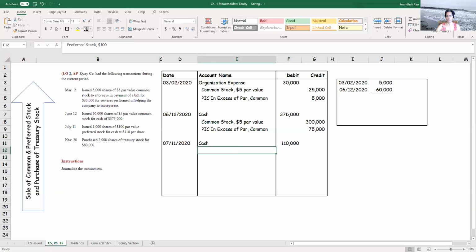How much will I credit the preferred stock? Only at the $100 par value. So as you would notice over here, the par value of the common stock has nothing to do with the par value of the preferred stock.